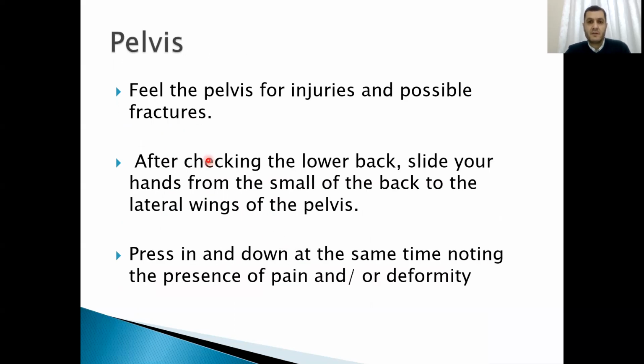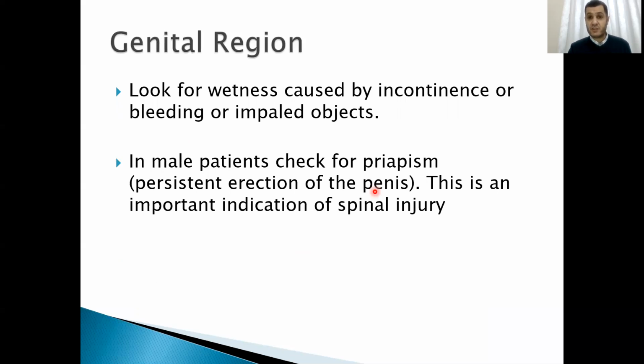Pelvis: feel the pelvis for injuries and possible fractures. After checking the lower back, slide your hands from the small of the back to the lateral wings of the pelvis. You have to feel them for tenderness, for any movement, for any deformity. The genital region is important for looking at whether the patient is wet or not, because a wet patient may indicate incontinence or bleeding or impaled objects. In a male patient, check for priapism, because this may indicate a spinal injury.